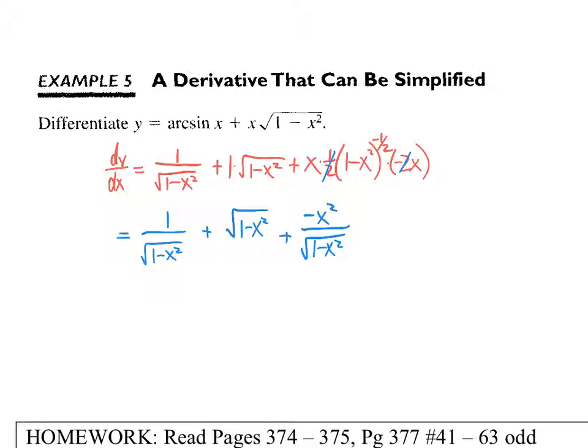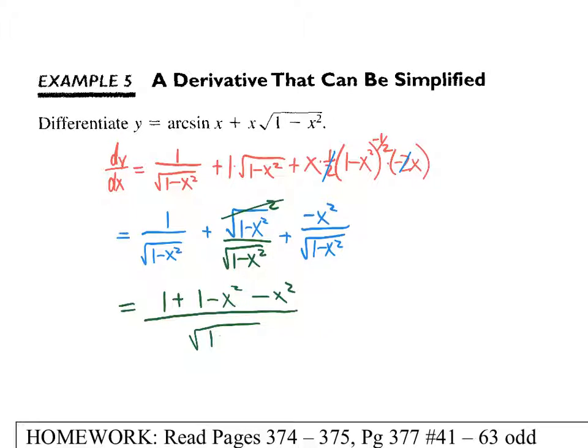Okay, and in this case, notice if I multiply this by square root of 1 minus x squared on the top and the bottom, it actually will just undo this square root in the numerator. Okay, so notice I've got now a 1 plus 1 minus x squared minus an x squared, all with that common denominator of square root of 1 minus x squared. Okay?